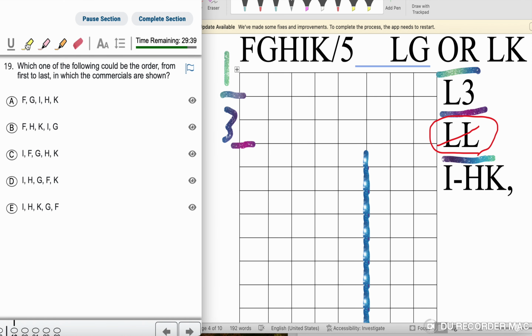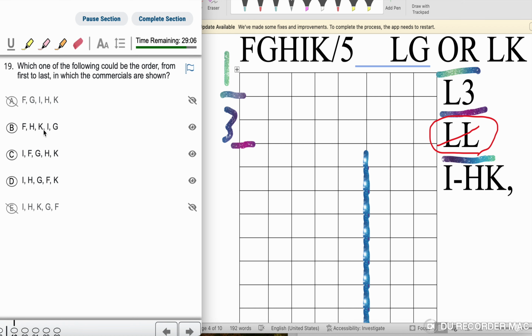So for the first condition, no long commercials can be together. So G and K are the long commercials together, and for choice E, go ahead and eliminate it. The third commercial must be long, and choice A has I in the middle, and also G is next to it. So let's go ahead and eliminate choice A.